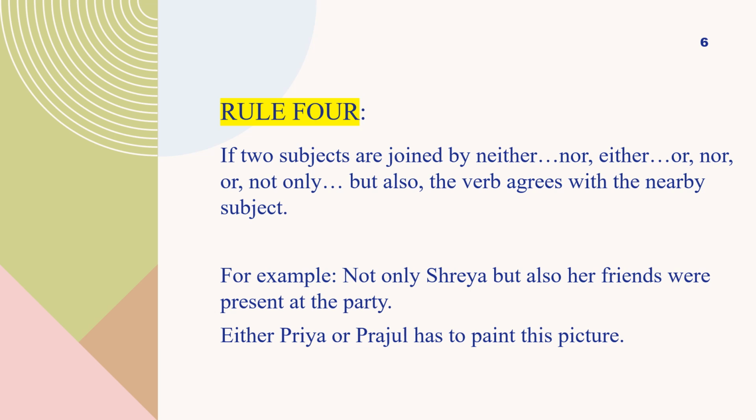For example, not only Shreya but also her friends were present at the party. So here it is were because friends is a plural term over here. So not only Shreya but also her friends were present at the party. Friends is plural, because of which we have a plural verb here. Friends were present at the party. Next example, either Priya or Prajul has to paint this picture. So here Prajul is a single person, because of which we have the singular verb has. Either Priya or Prajul has to paint this picture.